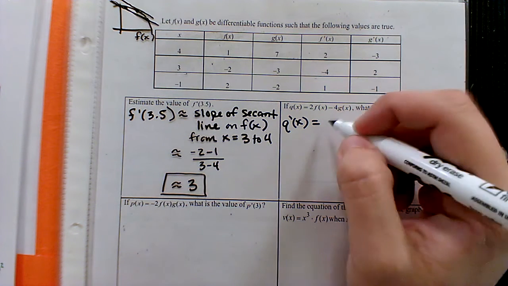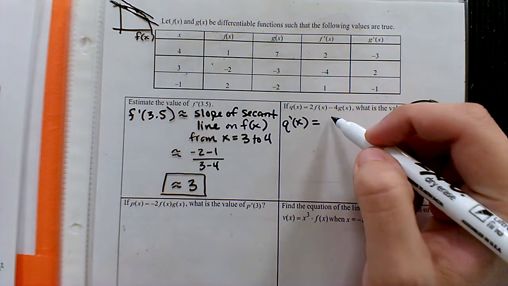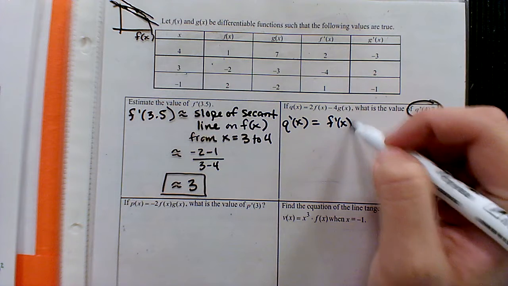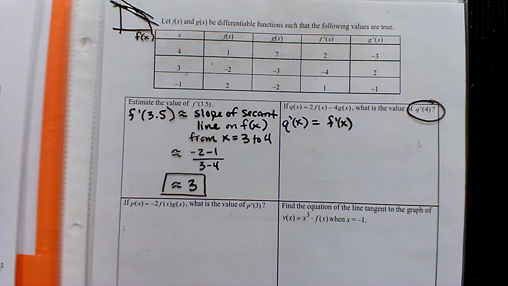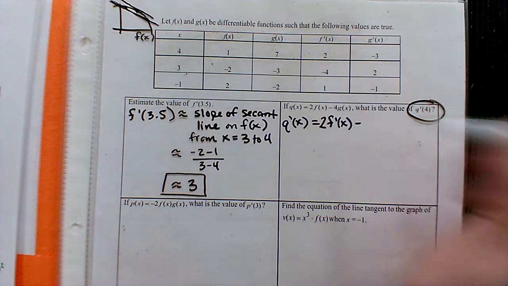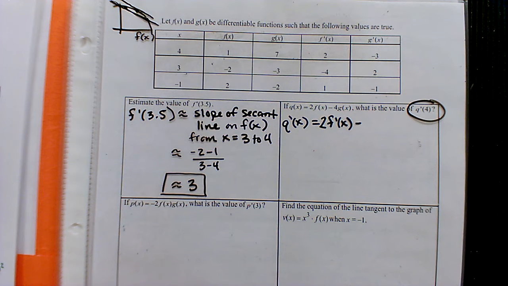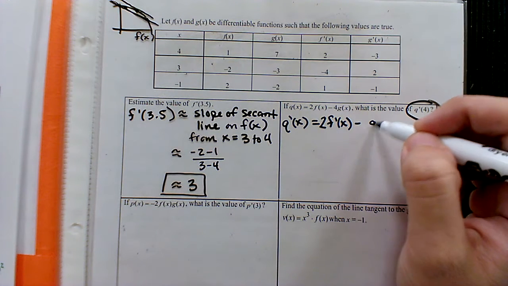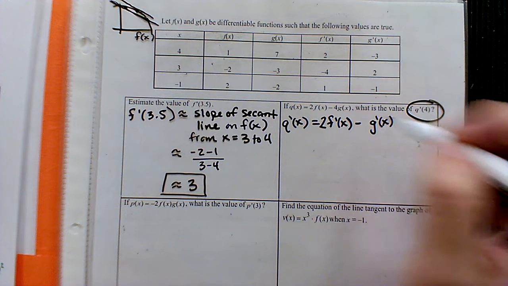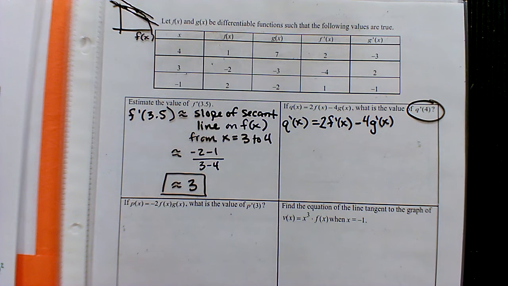Yeah? F prime. So if the derivative of f of x we say is f prime, then the derivative of 2f of x would just be 2f prime. Those coefficients out front, you can kind of just keep them. It's just a constant multiplier. We then have to subtract the derivative of g, which we can represent as g prime, and that 4 is a coefficient, a constant multiplier, so we'll keep it.